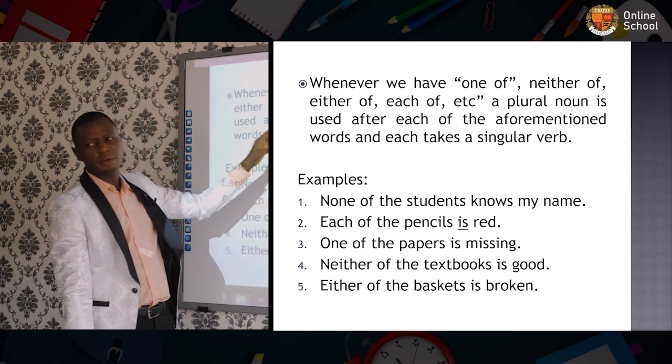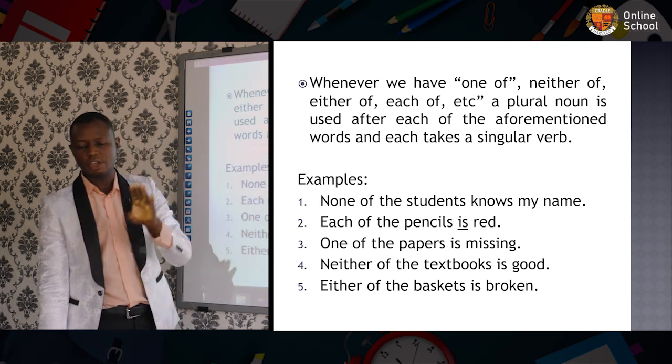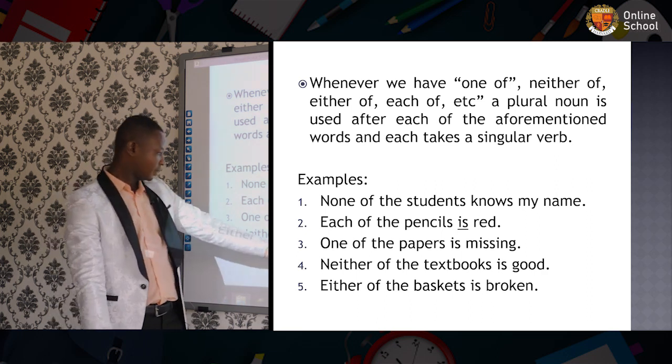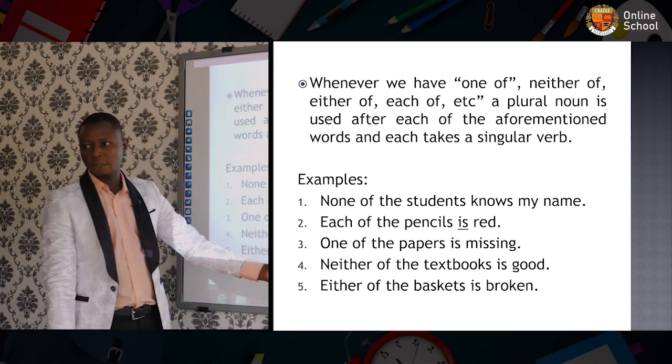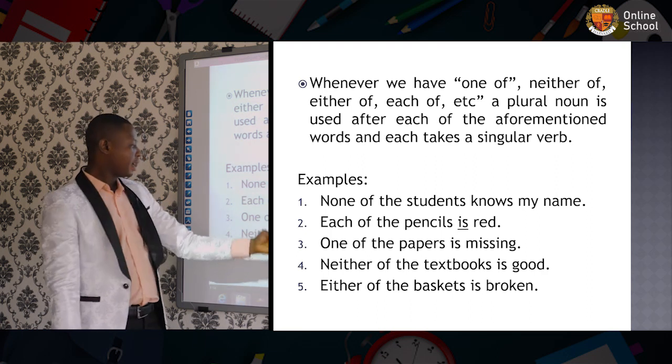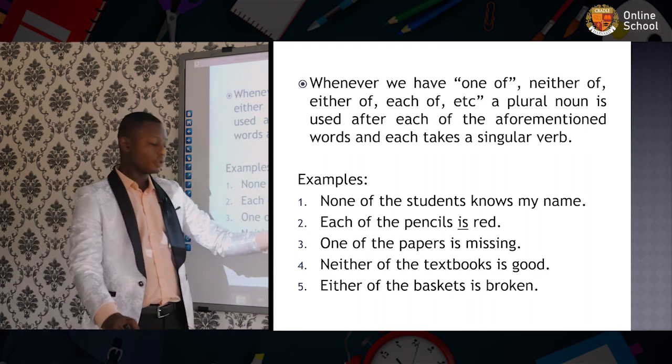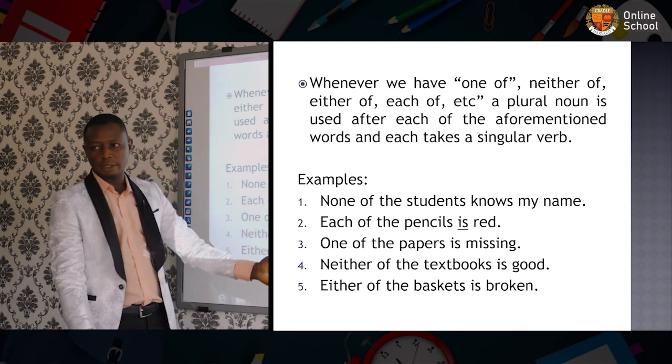Okay, please take note of the rules. Language is a rule-governed phenomenon, just like what I've said earlier. Either of the baskets is broken. Is that clear? Either of the baskets is broken, not either of the baskets are broken. Is that clear?